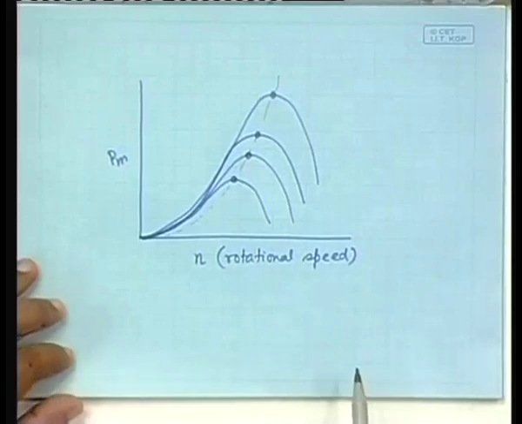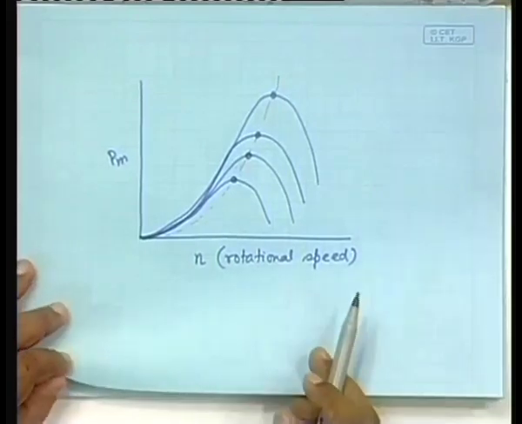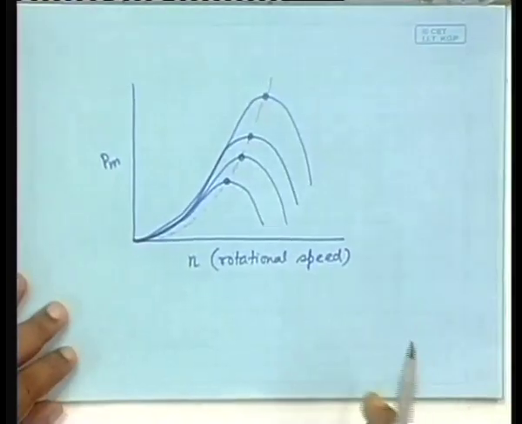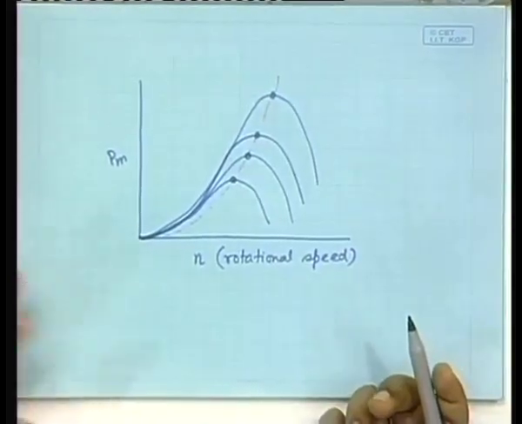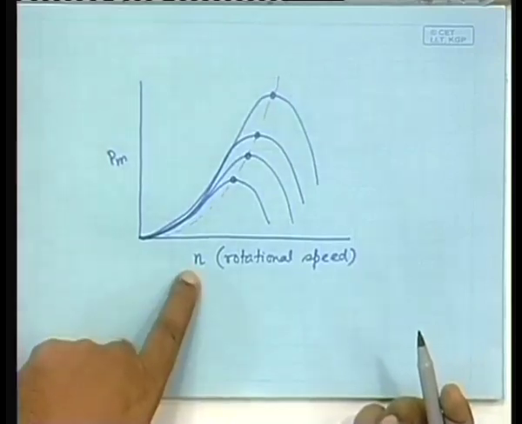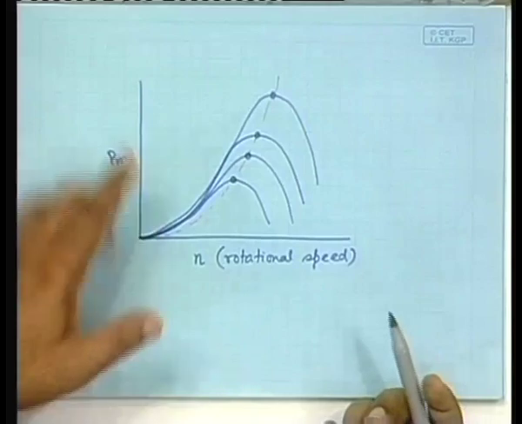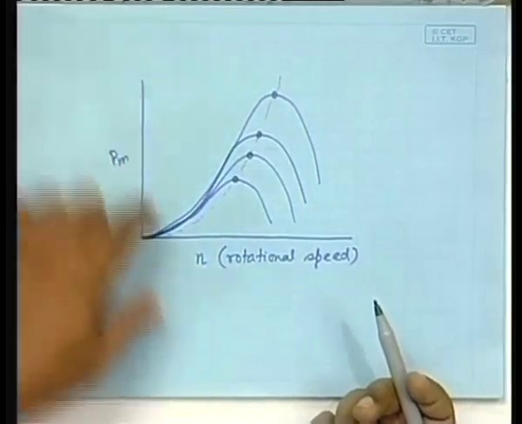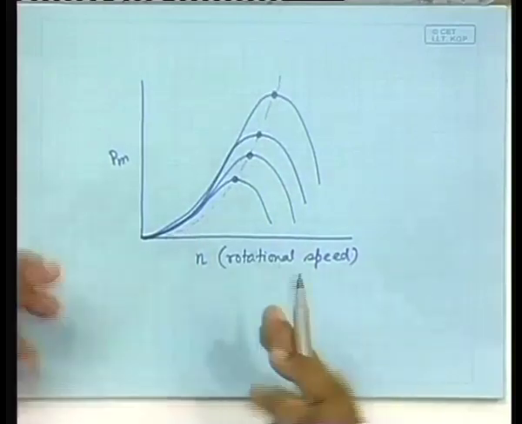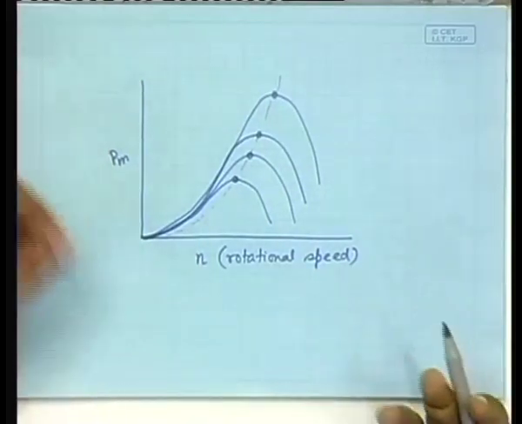From here, we can also understand the torque speed characteristics. This is the power speed characteristic. The torque speed characteristic is simple because the torque is power divided by the speed. So, if the power speed characteristic is known, for every value of the power you can divide by the speed, this particular speed, to get the torque here, and you can plot.